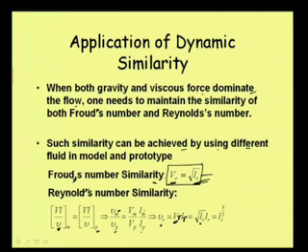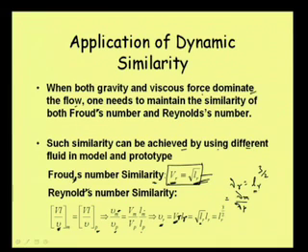Now from this particular expression, nu_r equal to L_r to the power 3 by 2, what does it mean? Nu is the property of the fluid. So nu_r is nothing but nu of the model and nu of the prototype. That means the fluid of the model and the fluid of the prototype must not be the same, they will have to have some ratio, and that ratio is what?